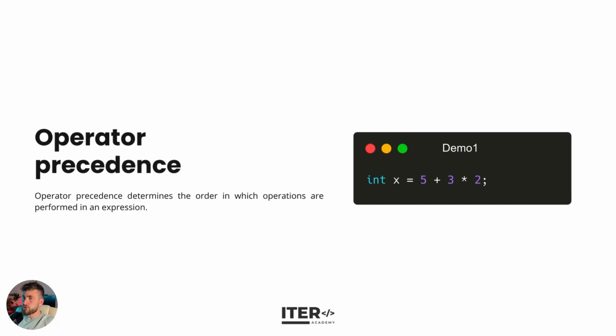When working with expressions in Java, it's important to understand how the order of operations, or operator precedence, affects the outcome. Operator precedence determines the order in which operations are performed in an expression. For example, take the expression from the demo 1, int x = 5 + 3 * 2. In this case, the multiplication operation, 3 * 2, is performed first, and then the addition operation, 5 + 6, is performed. The final value of x will be 11.